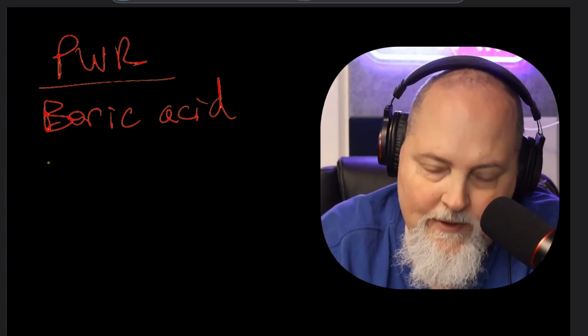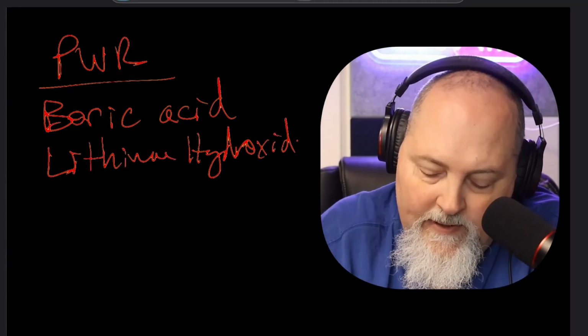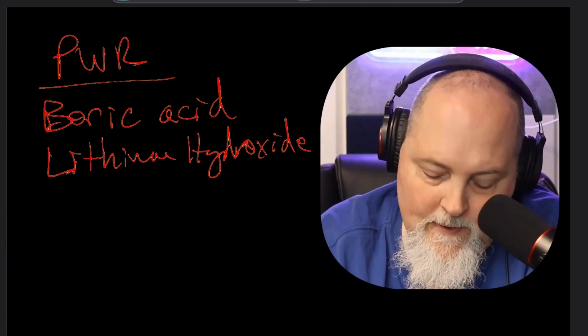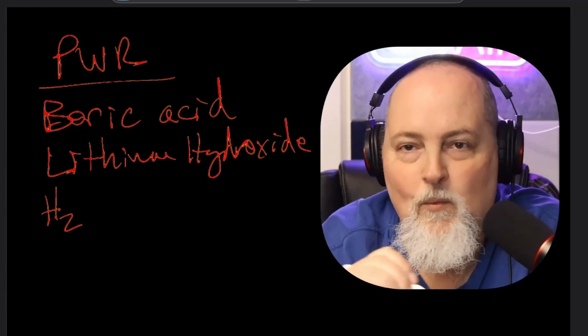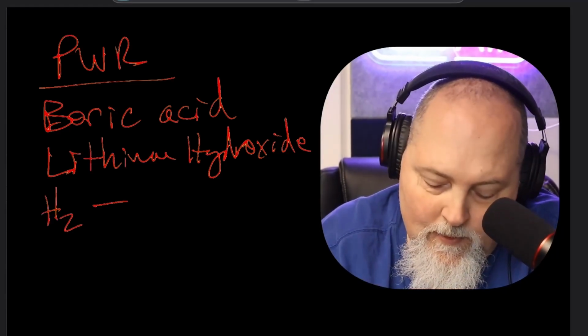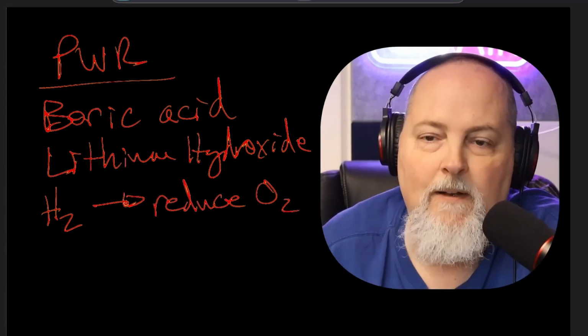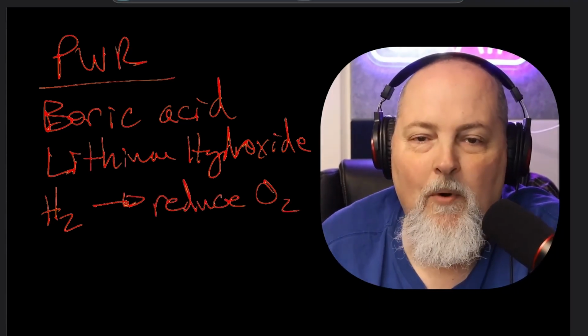We also inject lithium hydroxide. Lithium hydroxide's for the pH. What else do we add? We add hydrogen, and we do that to reduce oxygen. So that's the PWR chemistry.